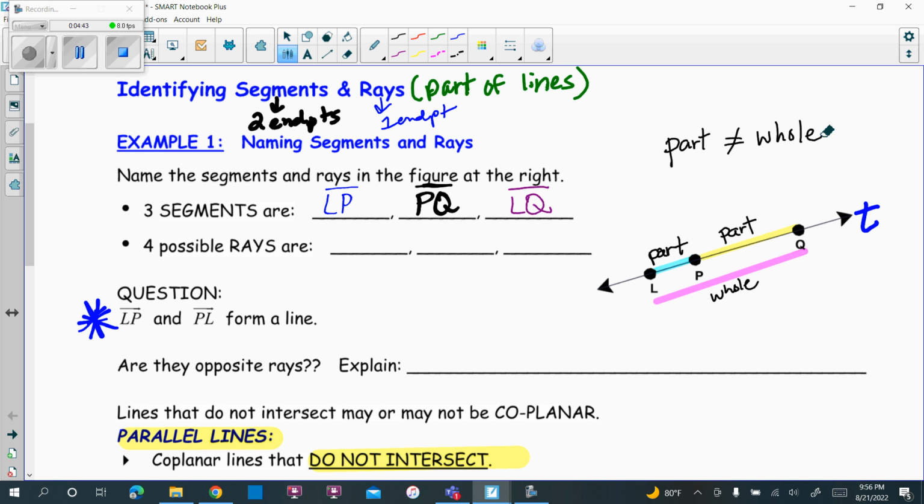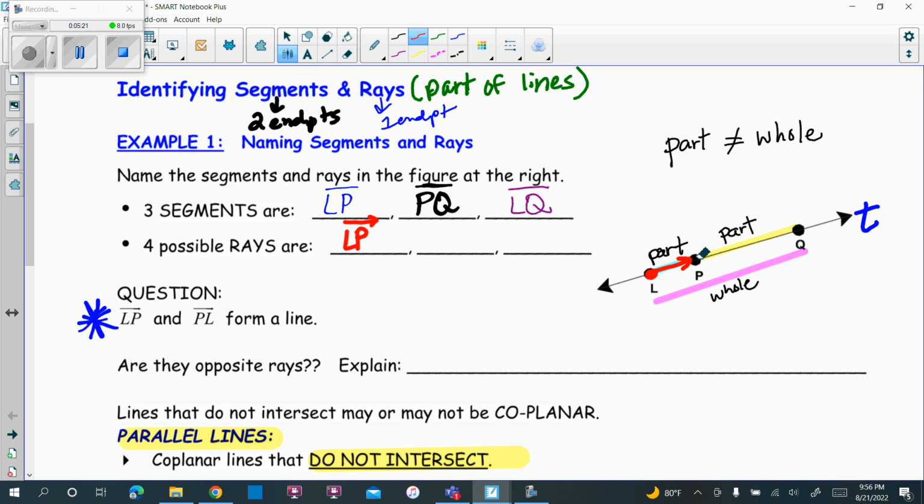Now, on this next set, they want us to do 4 possible rays, okay? For it to be a ray, it has only one endpoint, and then it continues on forever in the other direction, or a direction from that endpoint. So if I'm starting with the endpoint L, okay, I'm starting with this endpoint here, L, I could name the ray LP, okay, because I need another point on that line to indicate that I'm pointing or I'm going in the right direction here.